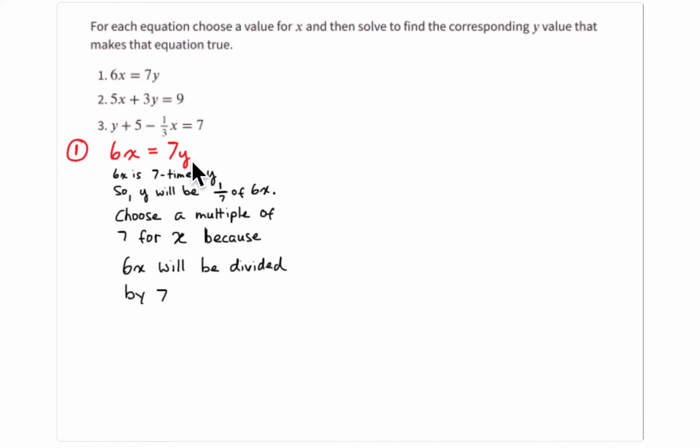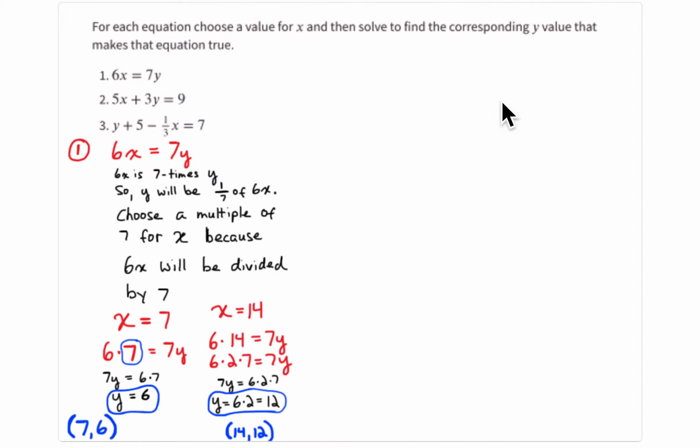So y will be 1/7 of 6x. Eventually you're going to have to divide whatever you choose over here by 7, because it's going to be 1/7 of 6x. So choose a multiple of 7 for x, because 6x will be divided by 7. I don't know if that makes sense, but just go through it a couple times. I want to choose a value for x that makes it easy for me to divide this product, 6 times whatever that value is, by 7. I'm going to have to divide it by 7 to figure out what y equals.